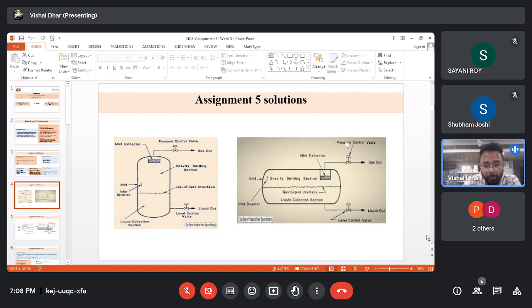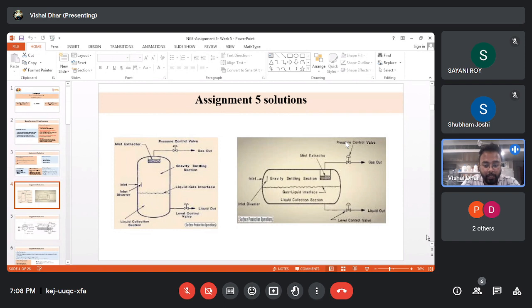Same is the horizontal separator. You can see this liquid out valve, this liquid control valve is also there. Then there is a pressure control valve attached to the gas outlet. The mist extractor is on the right side of the separator. Then there is the gas settling section, the gas liquid interface, and the liquid collecting section.